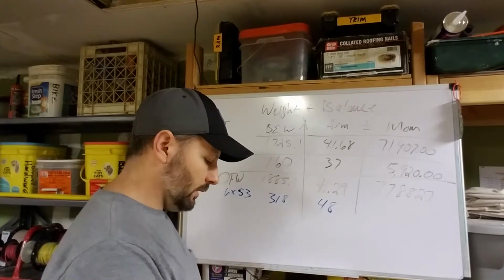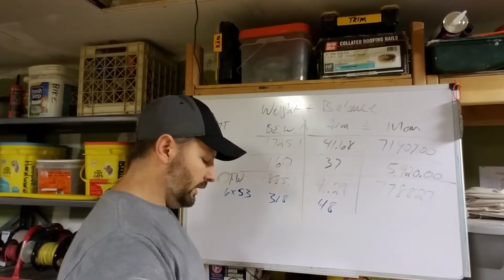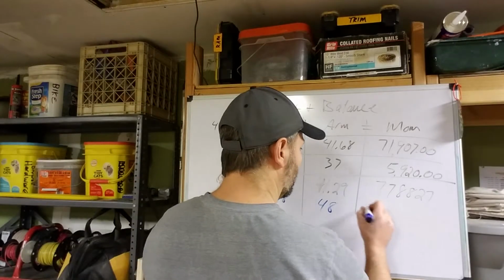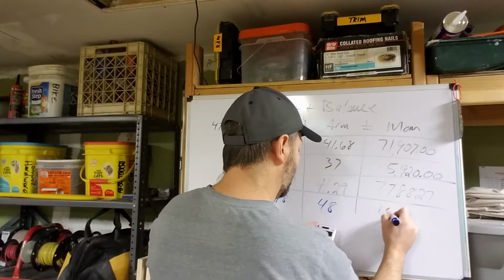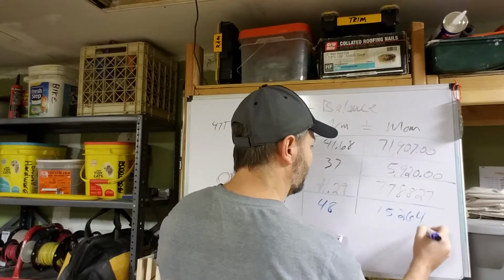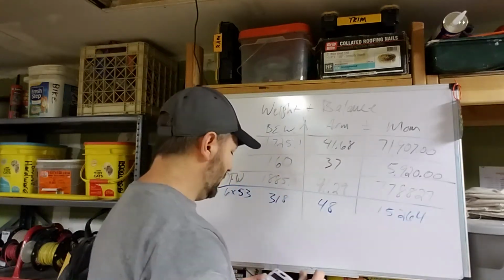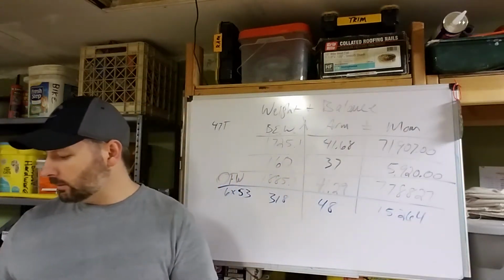All right, so times 48, and then from this line, kind of good that I switched colors, 15 to 64. Okay, and then just keep working down the list.